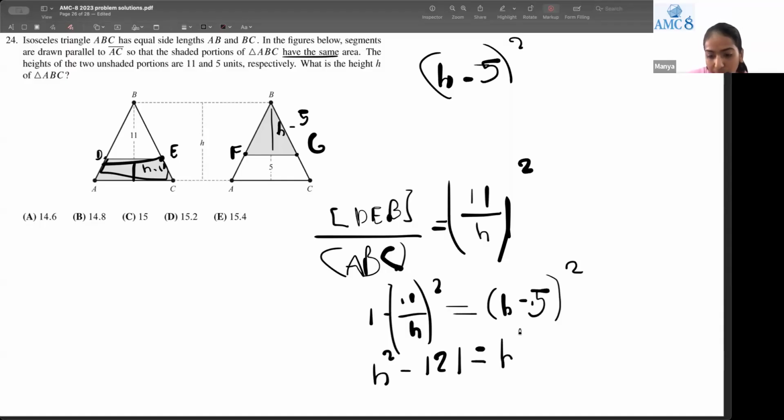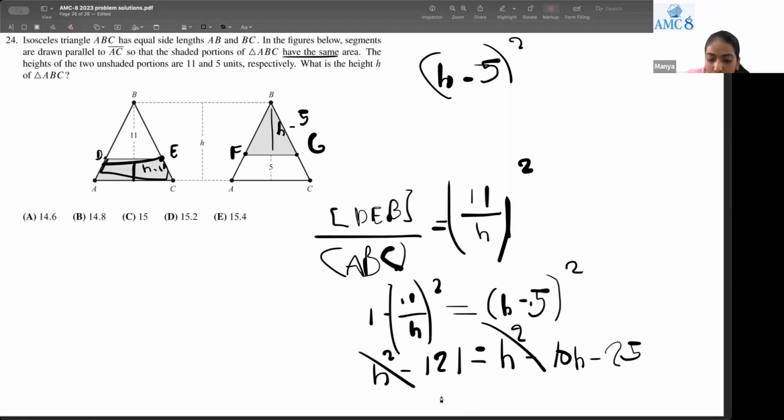So it will be h squared minus 2 times h times 5, which is 10h, because 5 times 2 is equal to 10, and we just have to do h right here, plus, or we can do minus 25, because there's a minus sign right here. So when we solve this, h squared and this h squared will cancel out, and we'll be left with minus 121 is equal to minus 10h minus 25.